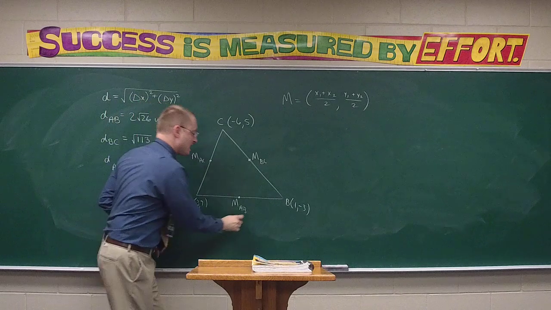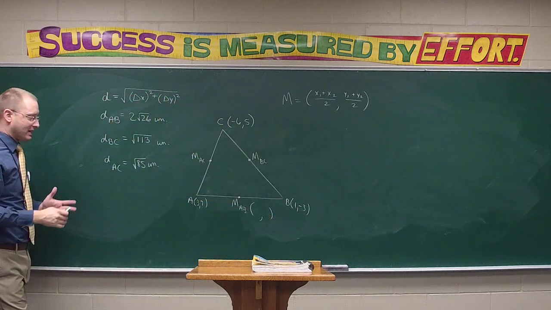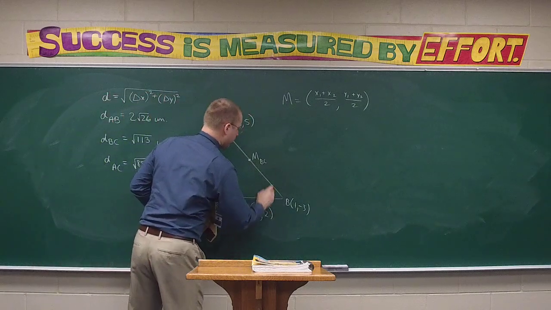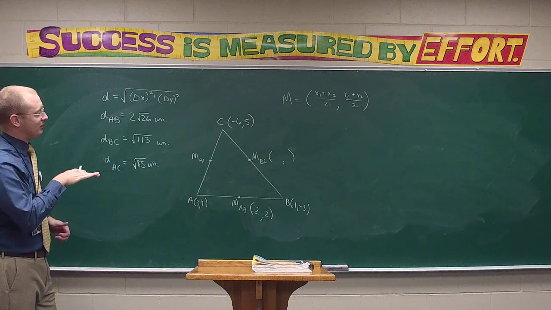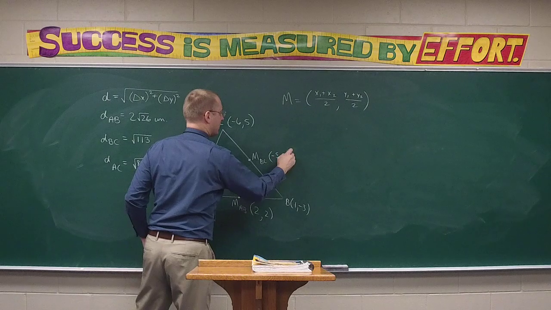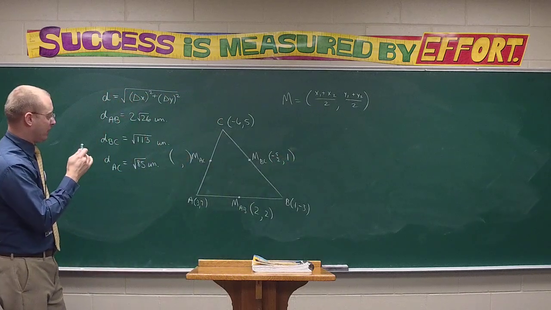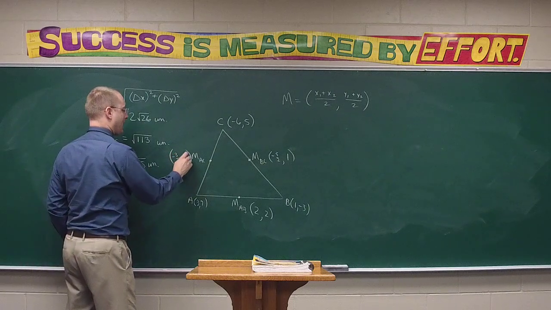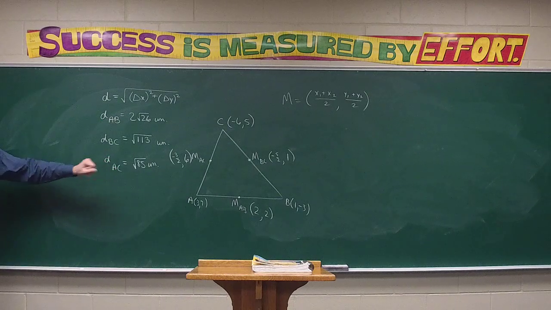So for AB, if I add the x's divided by 2, add the y's divided by 2, what do I get for my midpoint, Quentin? 2, 2. For BC, what do I get, Jamie? Negative 5 halves, 1. And then for AC's midpoint, Quentin? Negative 3 halves, 6. Did we get all 3 midpoints correct?